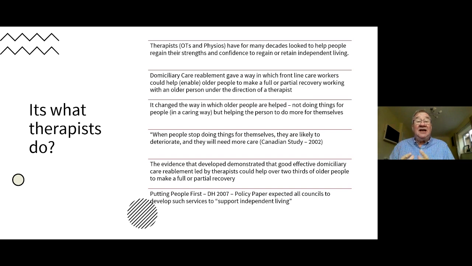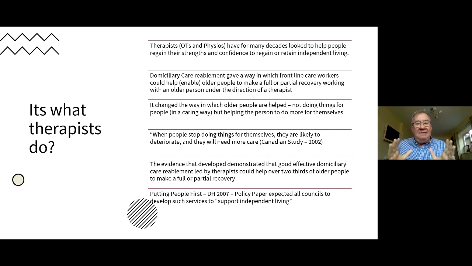And the evidence is clear. Domiciliary care reablement works best when an older person is being helped by frontline care workers, but under the direction of a therapist. And we'll say a bit more in a minute, but if there isn't that therapy input, if there isn't that clarity of purpose and clarity of intervention, domiciliary care reablement can become no different to ordinary domiciliary care. It can be very caring and supportive, but it is unlikely to have the impact of helping people to make a recovery. And that almost becomes the difference between standard domiciliary care that someone might receive and domiciliary care reablement.